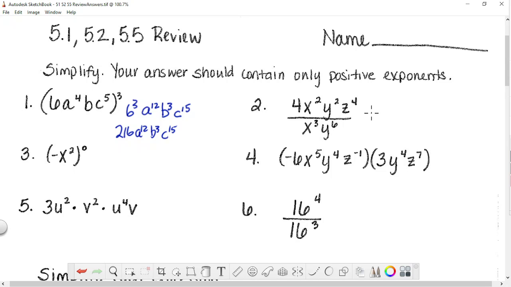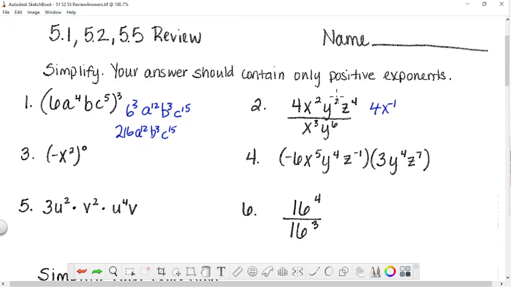Now this is a division, so we subtract exponents. Look for the same variable and subtract the exponent. So we have 4, and there is no 4 in the denominator, so there's nothing to do with that one. For x, we have 2 in the numerator, 3 in the denominator, so we subtract exponents. So that's x to the minus 1. Now it says our answer should contain only positive exponents, so we're going to deal with that negative exponent. But for now, we'll just leave it there. Then there's going to be another step where we'll deal with that.